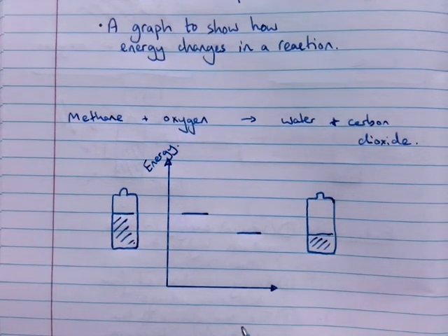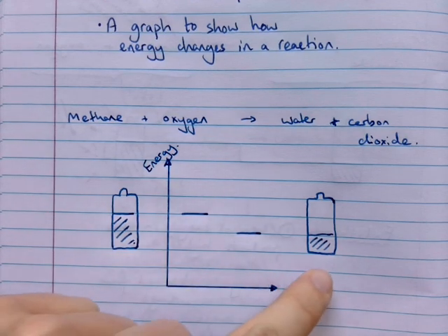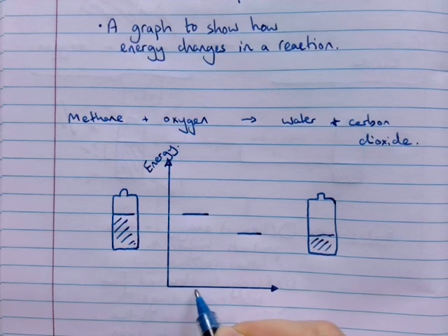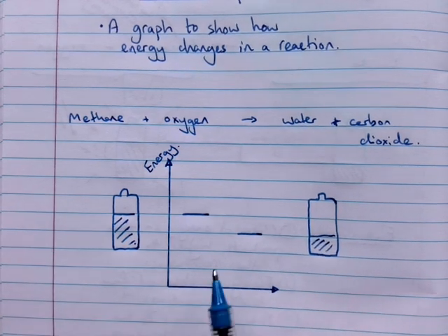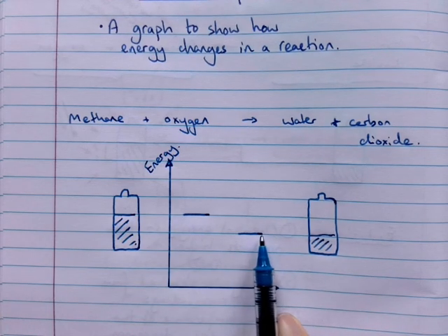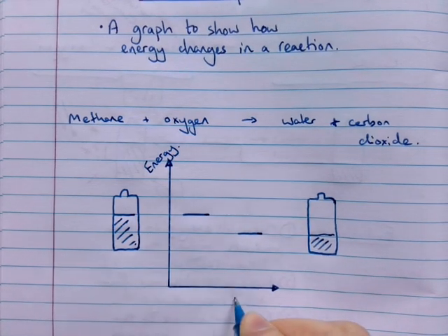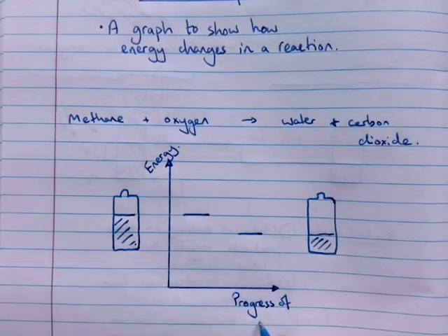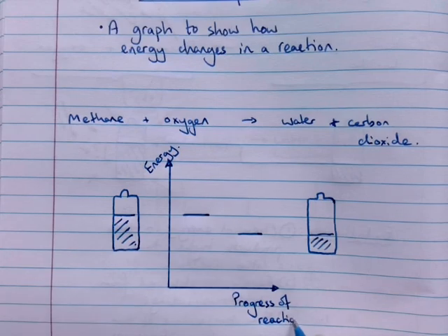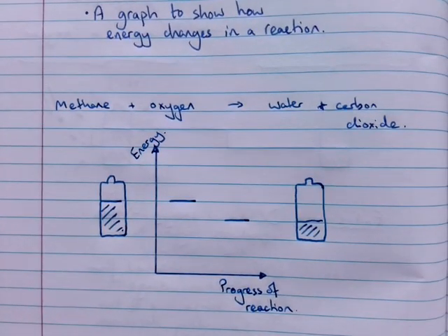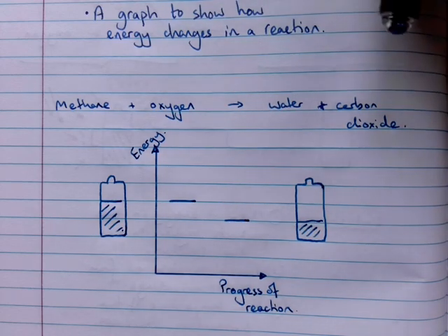And on this axis here, I'm going from my reactants to my products. So this axis here tells me about how far along the reaction I've gone. When I'm over here, I haven't started my reaction. Over here, I have finished my reaction. So we call this axis the progress of the reaction.